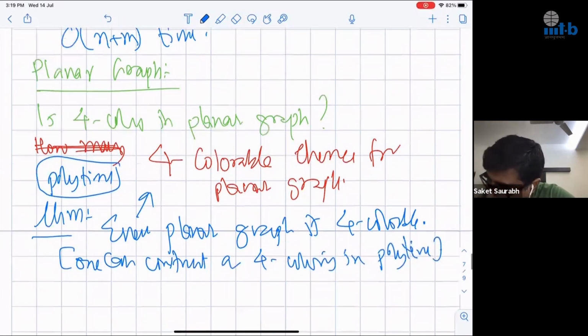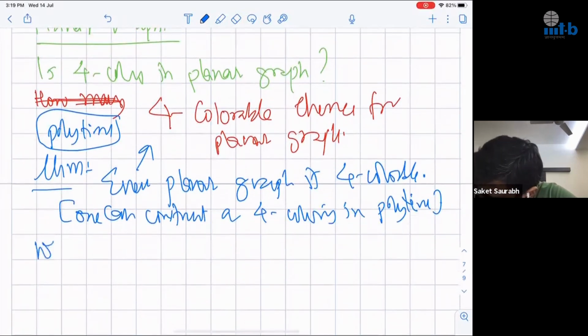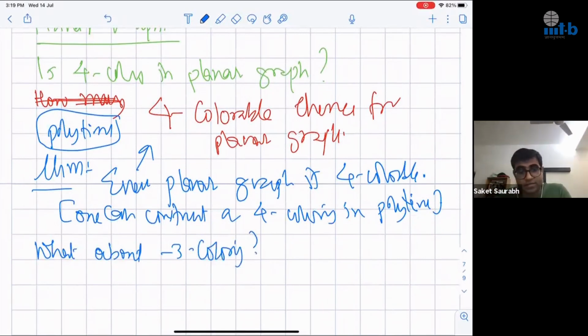So for planar graph, let's ask, what about 3 coloring? Is this polytime? Is it NP complete? We know that whether planar graph is 2 colorable or not is polytime, because it is polytime on arbitrary graphs. Whether a planar graph is 4 colorable or not is polytime because every planar graph can be colored with 4 colors, so there's nothing there to check. And in fact, one can construct in polynomial time a 4 coloring of a planar graph.